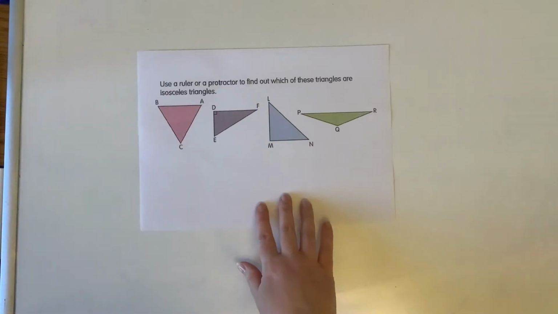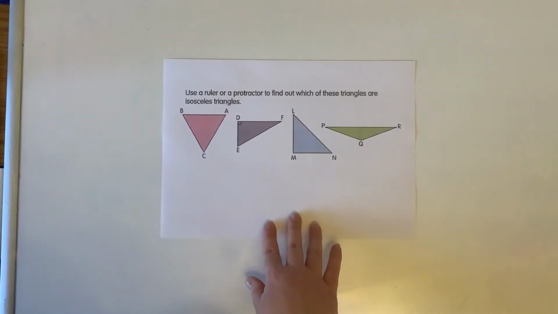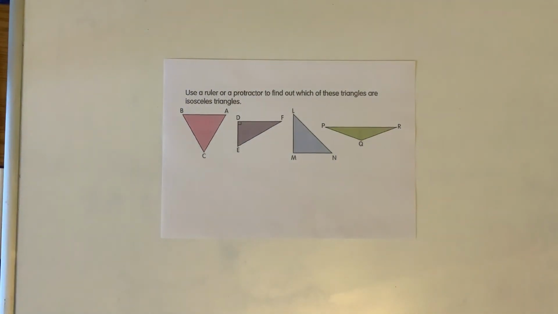Okay, so thinking about how we can now use what we've learnt to identify isosceles triangles, what I'd like you to do is have a look at these 4 triangles. I'm going to get you to pause the video. If you have a printout of this in front of you, it would be great. You will need a ruler, and if you do have a protractor, make sure you've got that as well. If you don't have a protractor, don't worry, you can just use your ruler.